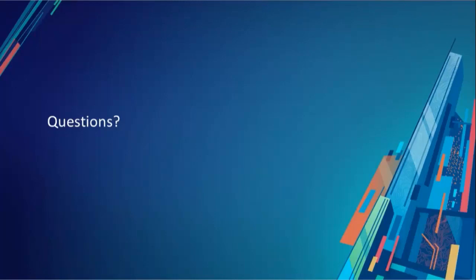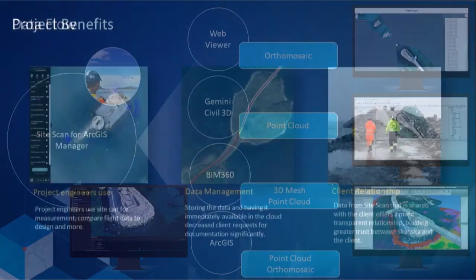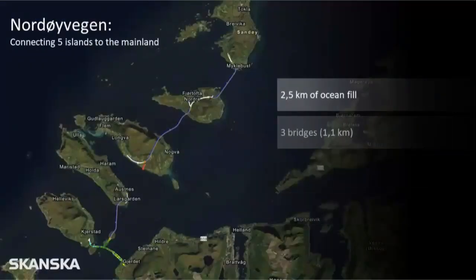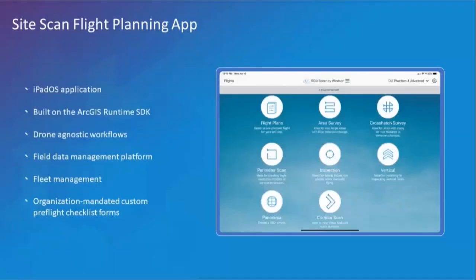Yes, so we have a few different types of flight plans. Let me actually back up. Let me see if I can go to this slide here. This one. So when you're looking at these different flight plans, we have a few different ones. They have area survey and cross-hatch survey, which you define as a polygon, and you'll either fly one way, or with cross-hatch survey, you'll fly in two area surveys perpendicular to each other.